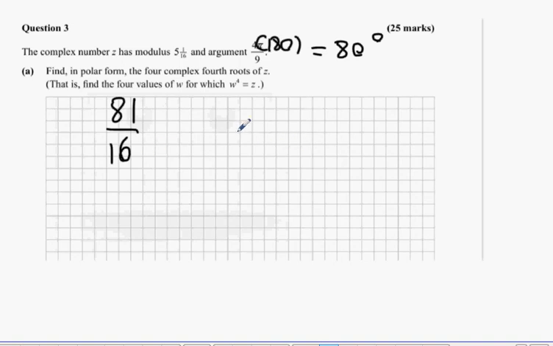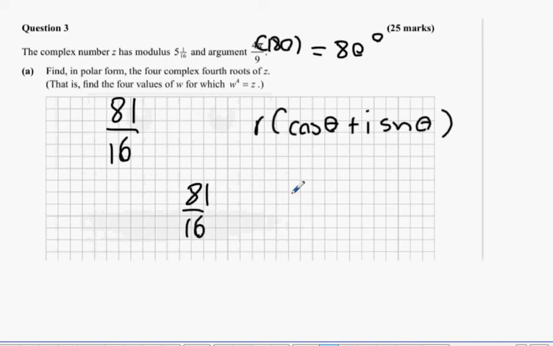Let's polar form this. What happens when I polar form this, guys? 81 over 16. After that? Cos 80 plus i sin 80. Is that okay?